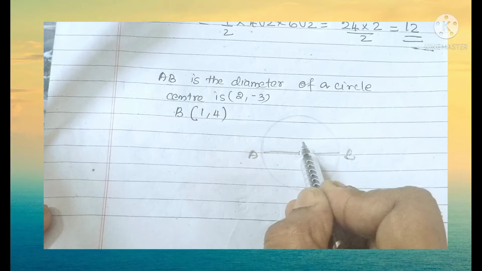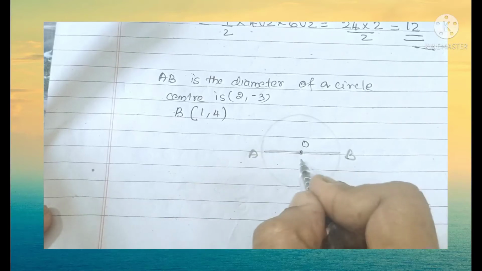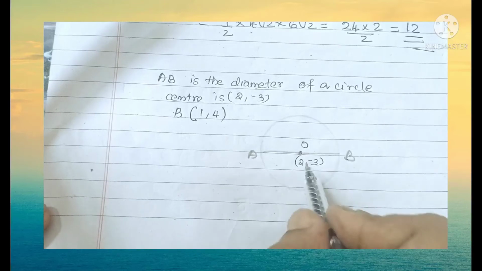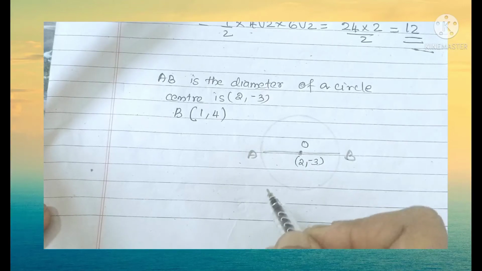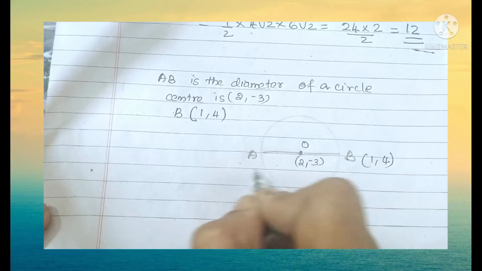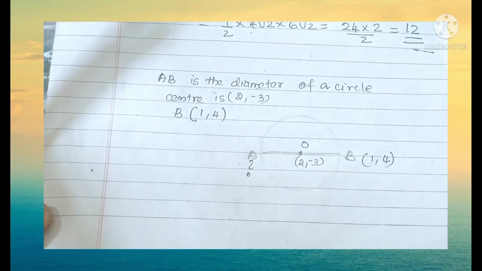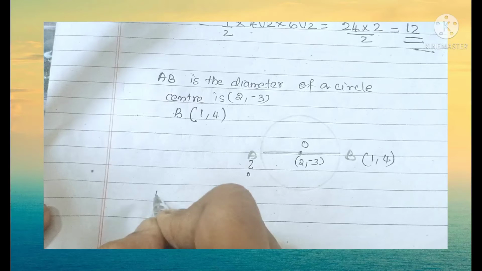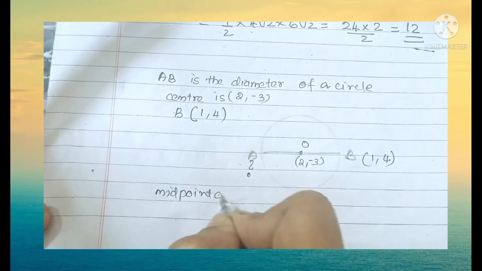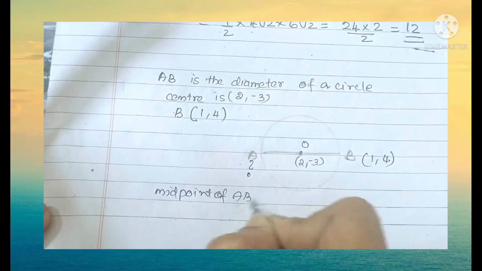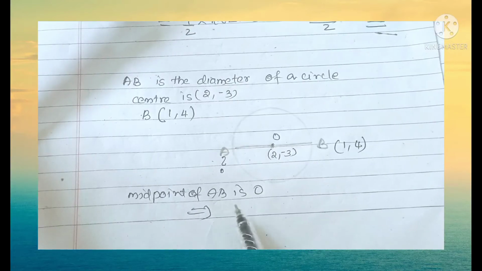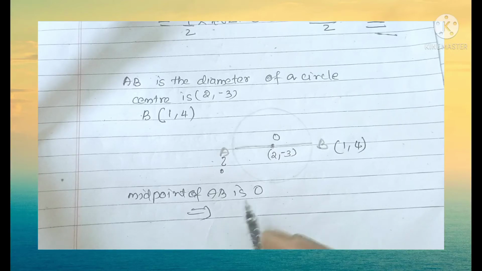Here AB is the diameter and let O be the center. The center is having the coordinates (2, negative 3) and B is (1, 4). And this point A we want to find. We know the midpoint of AB is O. So here we can use the section formula.